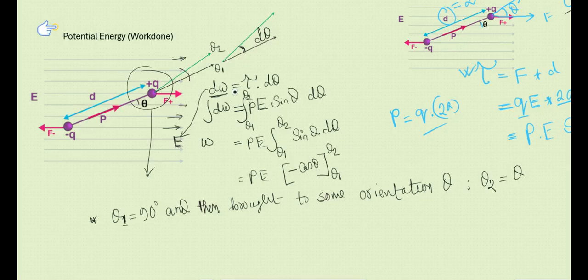So the work done will be, with the minus here, PE and cos theta. Let's plug in the values here: the lower limit will be 90 degrees and the upper limit will be theta. Therefore the final work done will be PE cos theta.